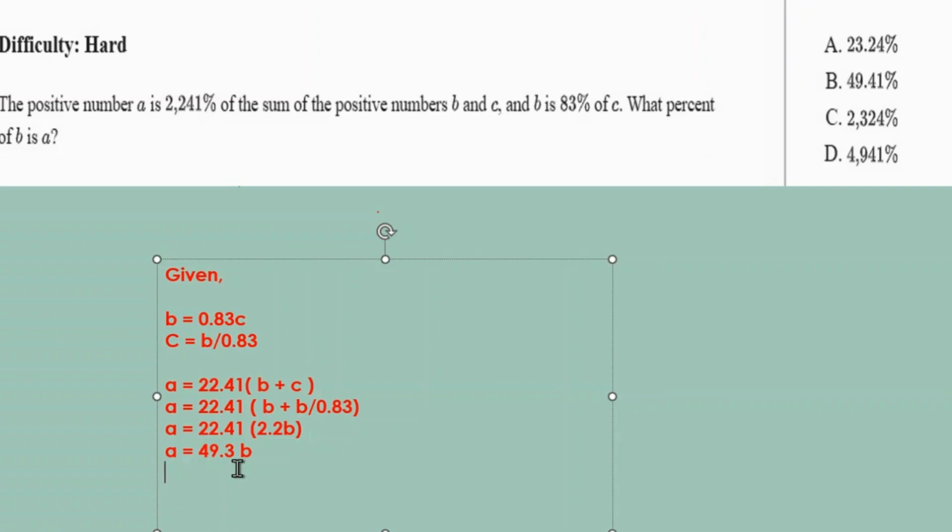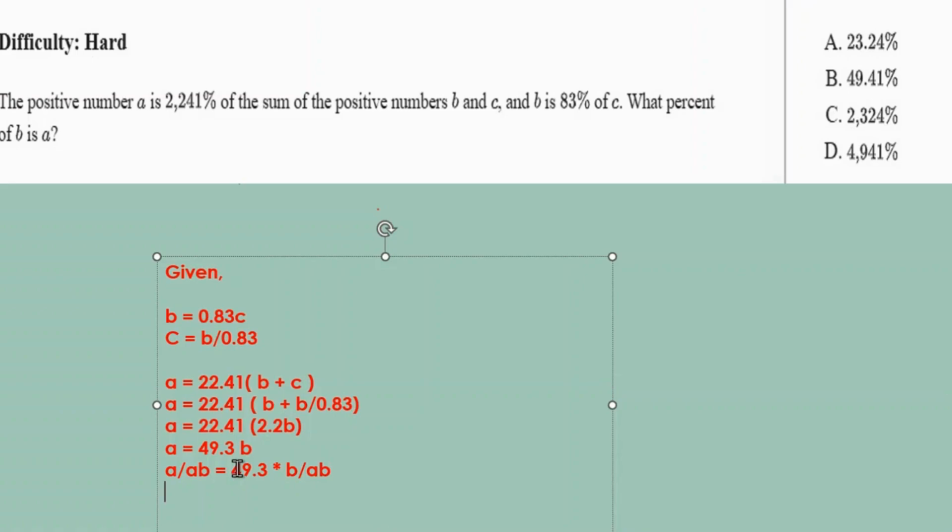Let's divide the whole thing by A divided by AB equals 49.3 multiplied by B divided by AB. After doing that, what we will find is that 1 over B equals 49.3 multiplied by 1 over A. And you can just turn everything upside down. When you do it, be careful because we are turning the whole thing upside down. So 1 over 1 over B turns out to be B, and 49.3 stays 49.3, multiplied with A.